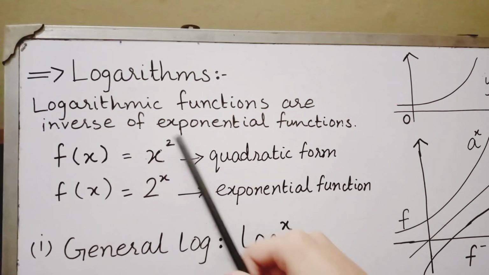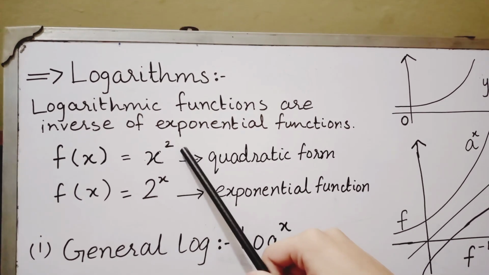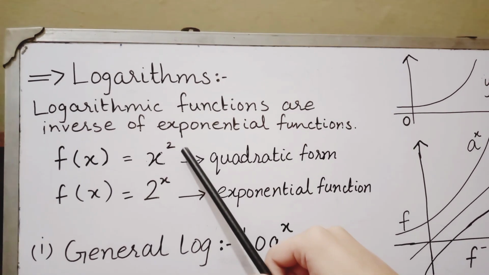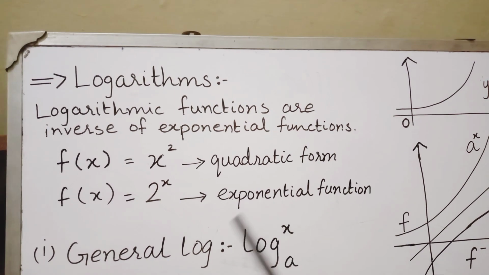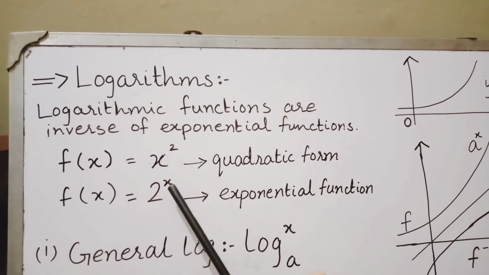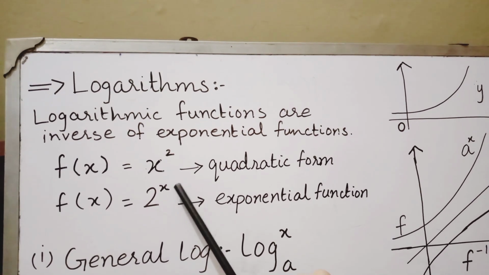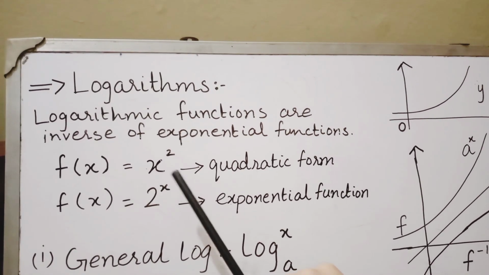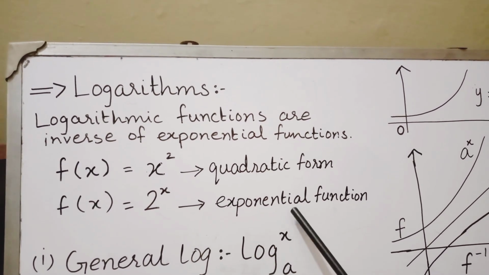This is a quadratic form: x raised to the power 2, x squared. This is a quadratic form, where a number is in the power. Now what is an exponential function? Variable is in the power. Base is a number and power is a variable. Whenever power is a variable, that is exponential form.